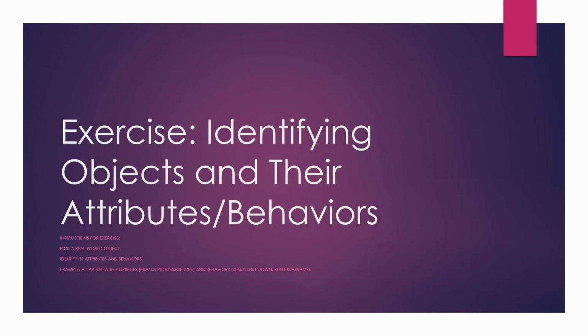Now it's your turn. Pick a real world object and identify its attributes and behaviors. For example, consider a laptop. It might have attributes like brand and processor type and behaviors like start, shut down, and run programs. This exercise will help you connect real world entities to object oriented code.